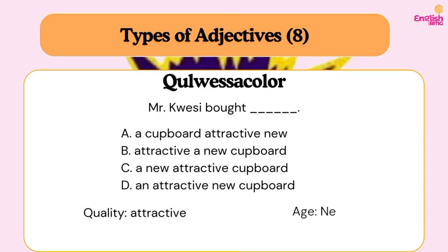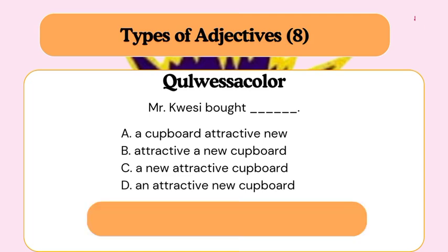All of these are also related to age. Do you understand? And we're told that it is a new cupboard. So under age, we say what? New. So that means attractive, new is the order of the adjective. Do you understand? So our answer is what? D. Mr. Quester bought an attractive new cupboard.